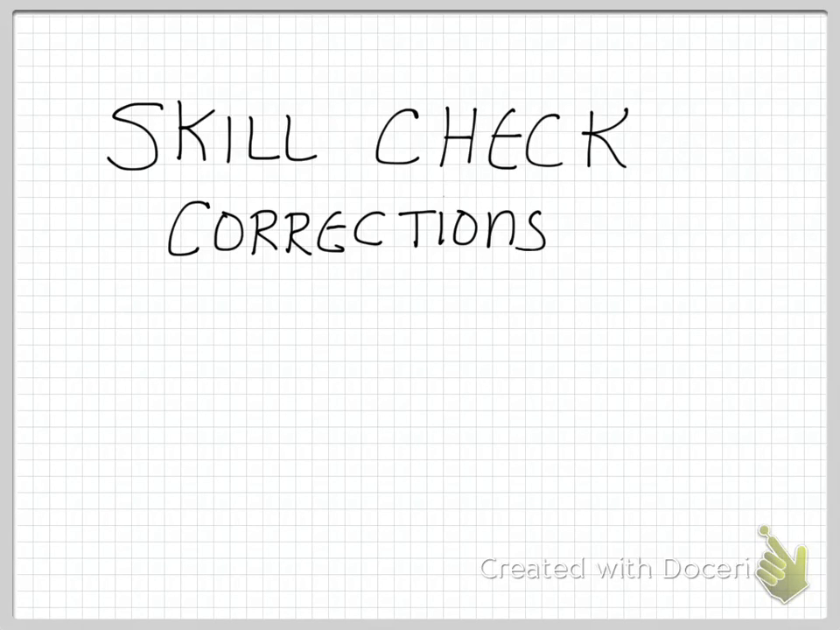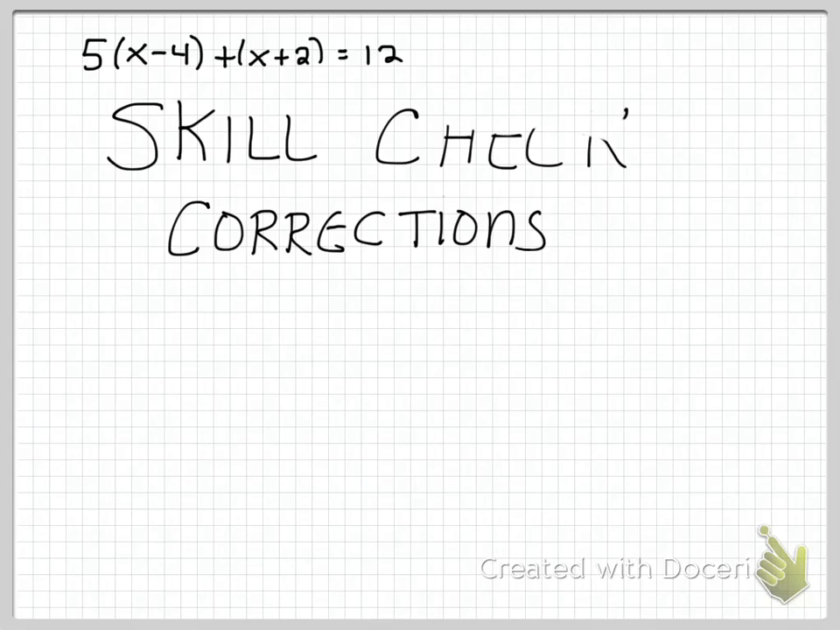Alright, your skill check corrections. If you will, make notes on your paper. First problem. We have 5 times (x minus 4) plus (x plus 2) equals 12.